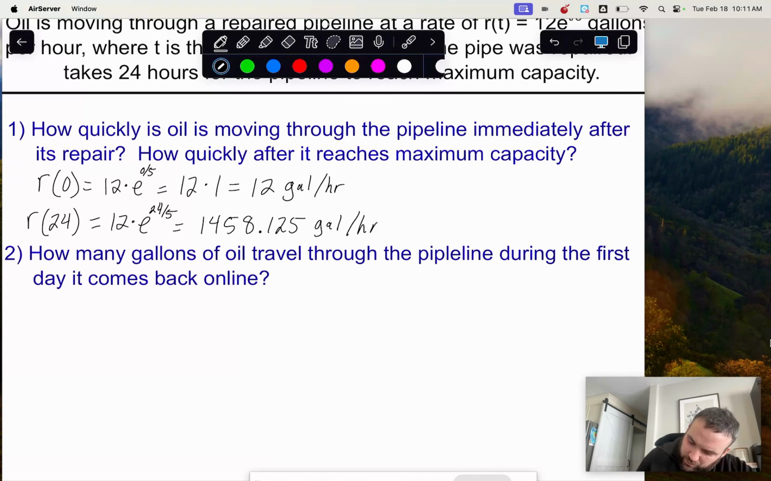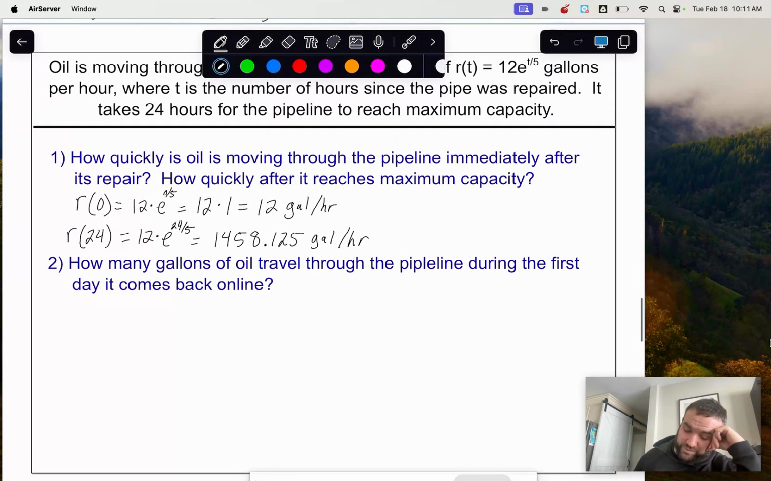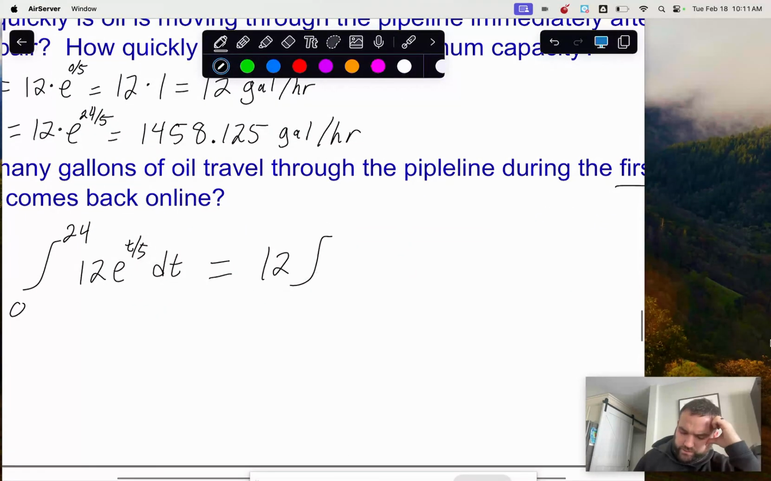Gallons per hour. Okay, how many gallons of oil travel through the pipeline during the first day? First day it comes back online, so it's asking in those 24 hours. So we're just going to simply integrate from 0 to 24 of 12 e to the t over 5 dt. I'm going to go ahead and remove that 12 out of the integral. So I end up with 12, 0 to 24 of e to the t over 5 dt.